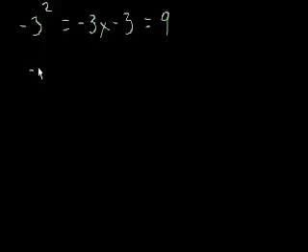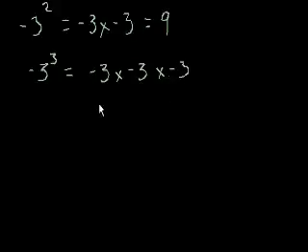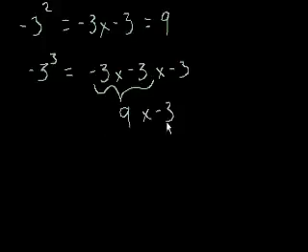Let's figure out what negative 3 to the third power is. Well, once again, we could just write it out. It's negative 3 times negative 3 times negative 3. Well, negative 3 times negative 3, we already figured out that's 9. And we have to multiply that times negative 3. And now we have 9 times negative 3, they're opposite signs, so we get negative 27.